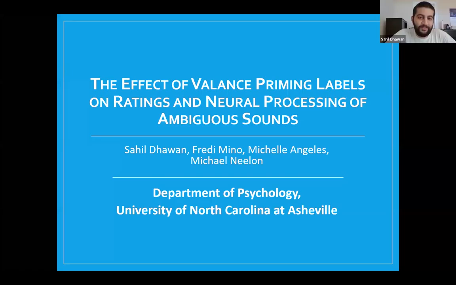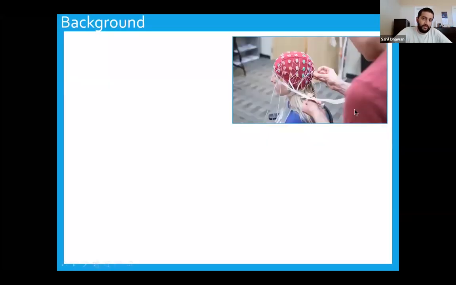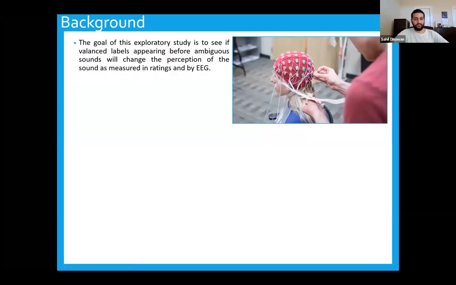Hi everyone, my name is Sahil Dhawan. I worked with Freddie Mino, Michelle Andres, and my professor, Doc Nealon, to make this presentation and analyze the data. I'm with the University of North Carolina at Asheville and the Department of Psychology. The goal of this study, an exploratory study, was to see if valence labels before ambiguous sounds would change perception of sound as measured by ratings and EEG data.